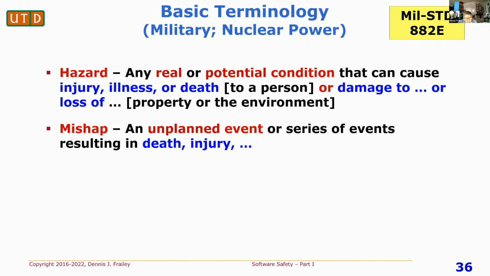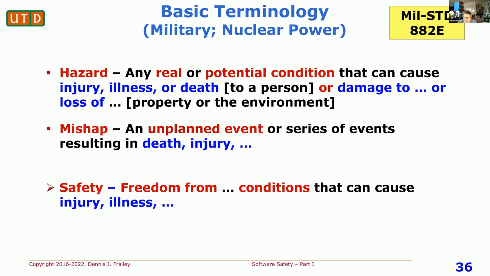Mishap. A mishap is an unplanned event or series of events that results in death or injury. The difference here is the hazard is the condition that has the potential to cause a problem. The mishap is the specific situation that results in the problem. And you should understand that difference because your exercises may involve that, especially exercise 1.